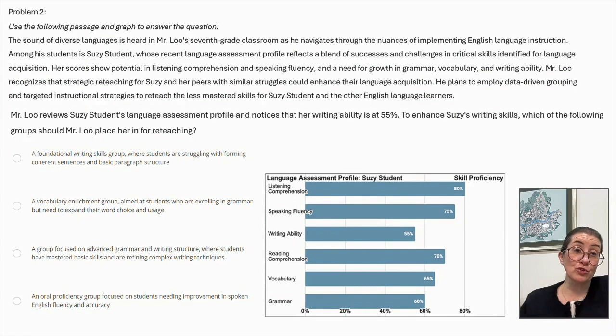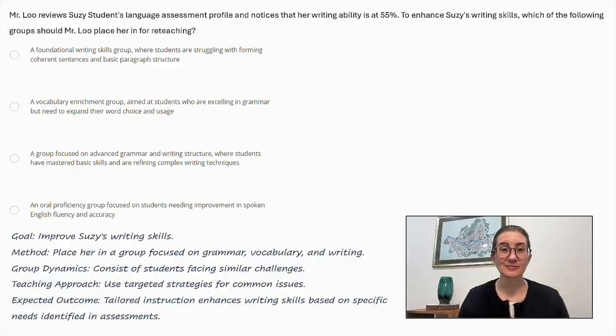Mr. Liu reviews Susie's language assessment profile and notices that her writing ability is at 55%. To enhance Susie's writing skills, which of the following groups should Mr. Liu place her in for reteaching? A foundational writing skills group where students are struggling with forming coherent sentences and basic paragraph structure.